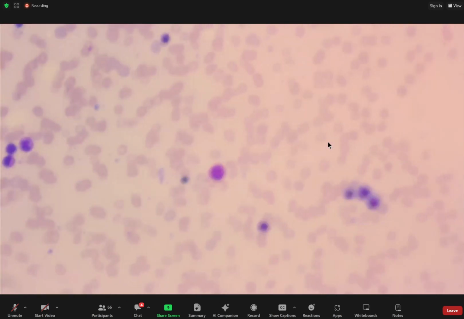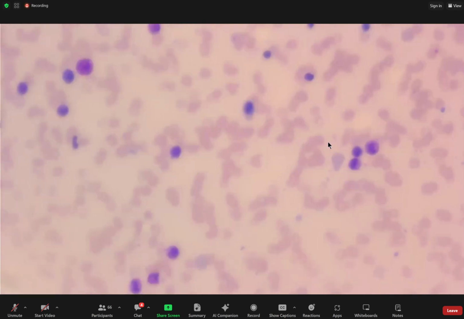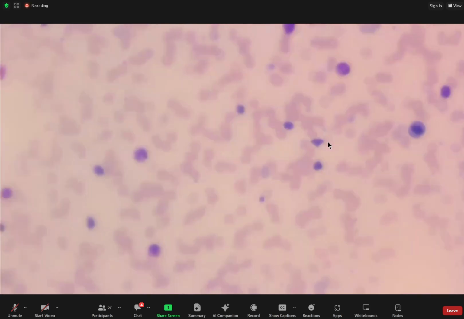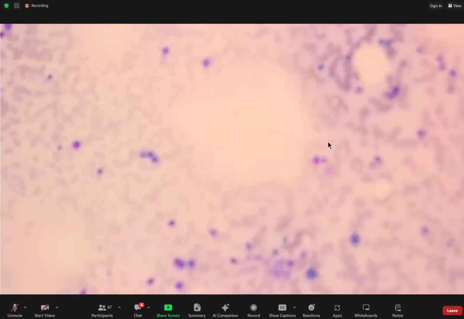Bila? Sama mana ni? Tinggi sangat. Tak cantik pula high power dia. Okay, lambat fokus.